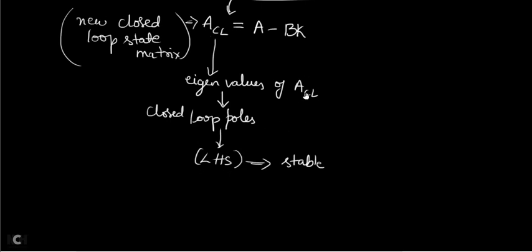Can you control ACL? Yes, you can control, because K is in your hands. If you change the K value, then ACL will be changed. If you change ACL, then eigenvalues will be changed. And you change the K value in such a way that all the eigenvalues of ACL are present on the left hand side, so that the system becomes completely stable. So this method is called the pole placement method of designing of the control system using state space model.